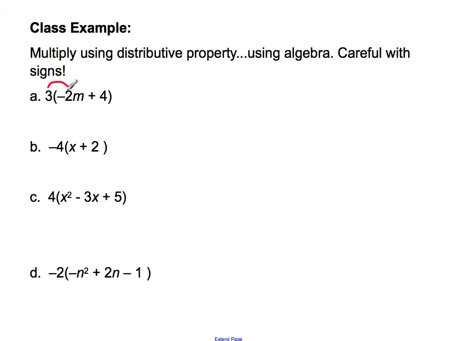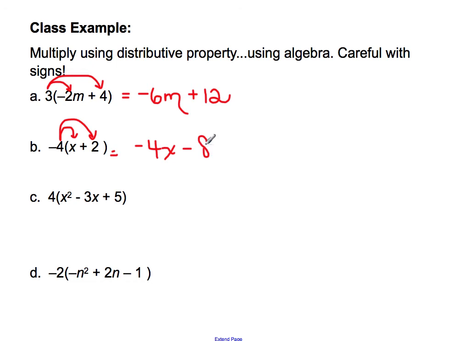So if I multiply this in, I'm going to get -6m. And if I multiply that in, I'm going to get +12. The distributive property tells me I multiply the constant term into my first term, which is -4x, and my second term, which is -8. Now I have a trinomial.